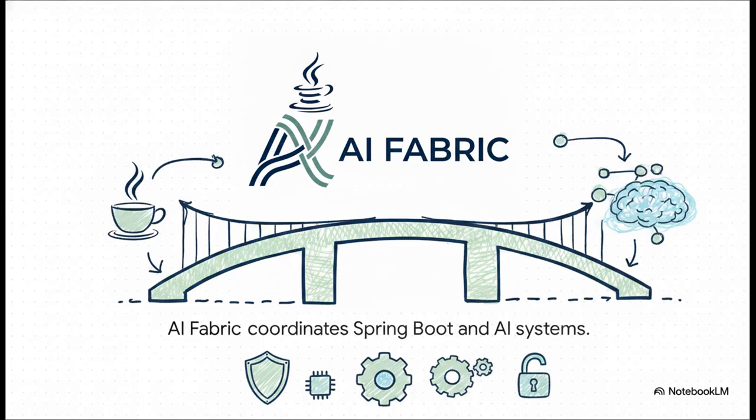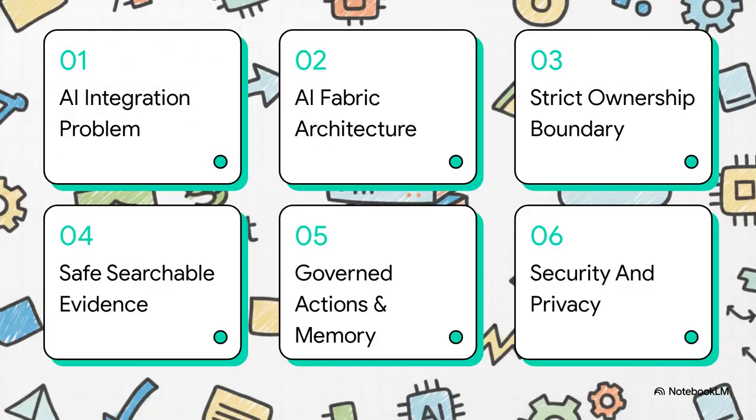And to be clear, we are not just talking about bolting on a generic chatbot UI or spinning up a standalone vector database. No, AI Fabric is a modular Java and Spring Boot framework that sits right inside your application. It hands you explicit contracts to safely orchestrate everything, from data retrieval and generation to executing actions and locking down privacy. Here is our roadmap for today.